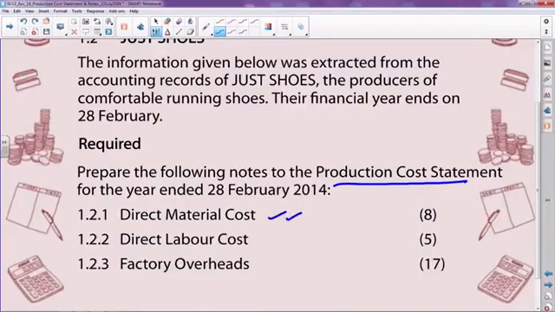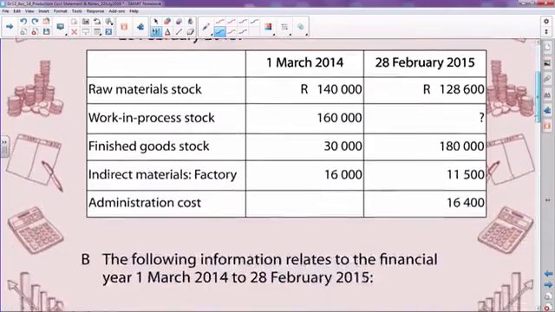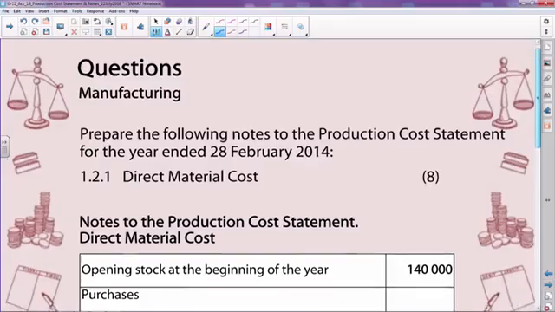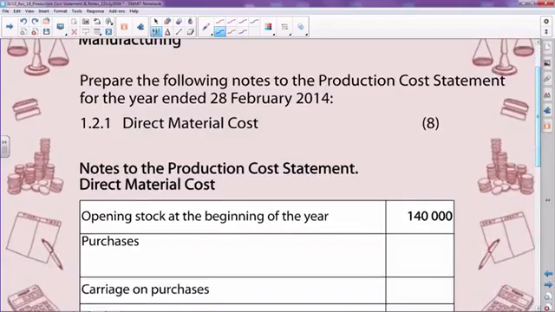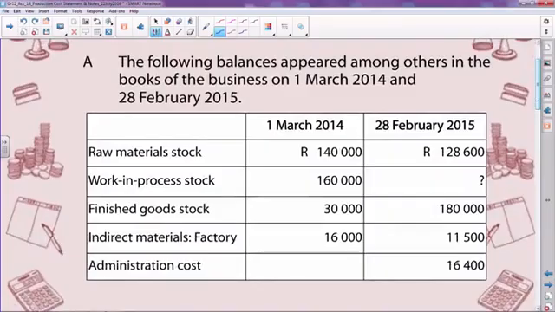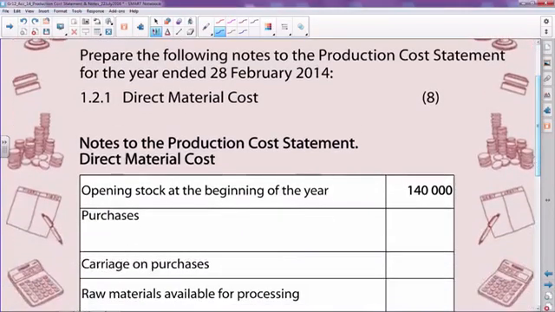The first one we have to work out is your direct materials cost. Let's look at the information that we have. We're given balances and we are given information regarding our raw materials. So let's start immediately. You're going to start off this note of direct material cost with your opening stock at the beginning of the year. Now let's check. What was the value of my materials or raw materials at the beginning of the year? Once again, important grade 12s. Remember the love arrow in accounting? Yes. Beginning of the year, end of the year. There's my beginning of the year balance, 140,000. Immediately it's given to me in my answer book. Opening stock at the beginning of the year, 140,000.